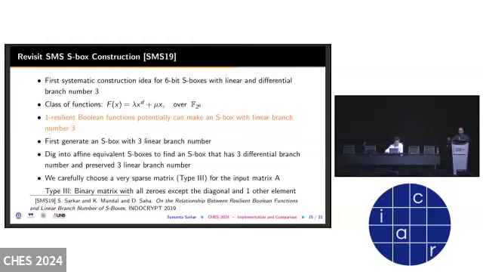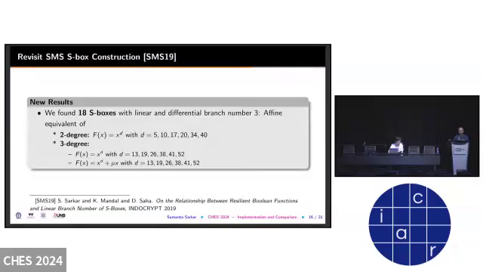What we changed while revisiting is that we particularly chose a very sparse matrix A, which in linear algebra is called a type 3 matrix, a binary matrix. It has all 1s in the diagonal and a 1 in one other place, the rest are zeros. We had in mind to make it lightweight, so we chose such a sparse matrix. SMS19 showed that you could construct S-boxes with such properties, but they really didn't explore it. We did, and we chose 2-degree and 3-degree, and we got 18 S-boxes with good crypto properties along with branch number 3.